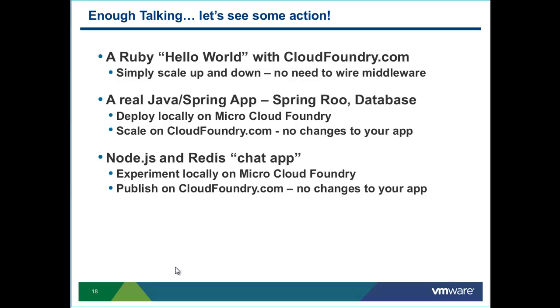So we'll see that there is no need to wire middleware. Then we're going to see a more complex app using Java and Spring and also a database. So we're basically going to see an online bookstore where we first develop it on Cloud Foundry, and then scale it on cloudfoundry.com without changing your app.